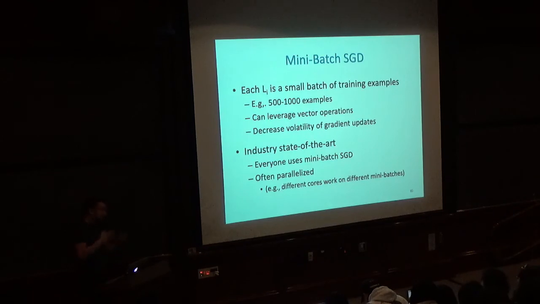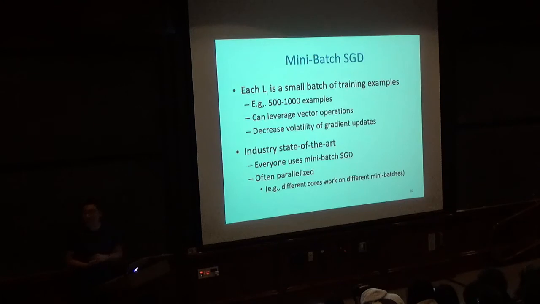Okay, in practice, things are a little bit more complicated. People don't do singleton stochastic gradient descent. People often do what's called mini-batch stochastic gradient descent, where each L sub i is a small batch of the training examples. For example, each L sub i corresponds to 500 examples or something like that. There are a few reasons why people do this. First of all, in modern computing architectures, you can leverage vector-valued operations by going over batches of 500 or so at a time rather than a single example at a time. It's just better in terms of computation and memory access.